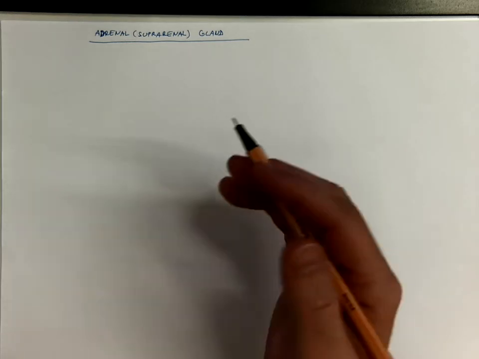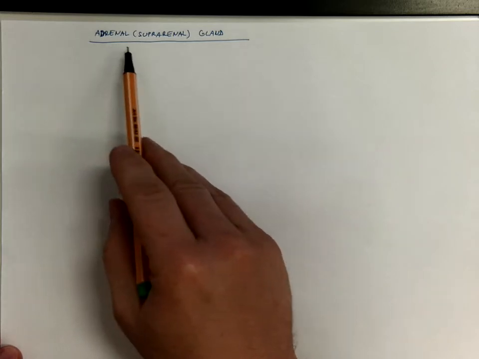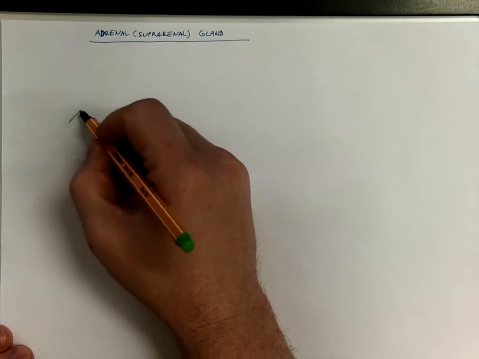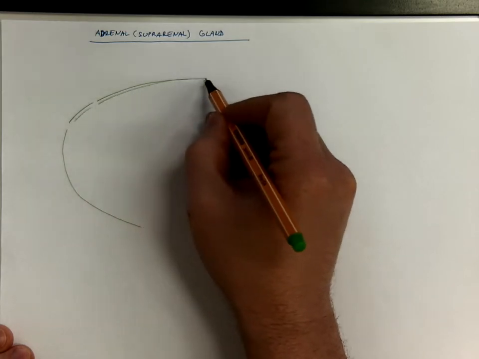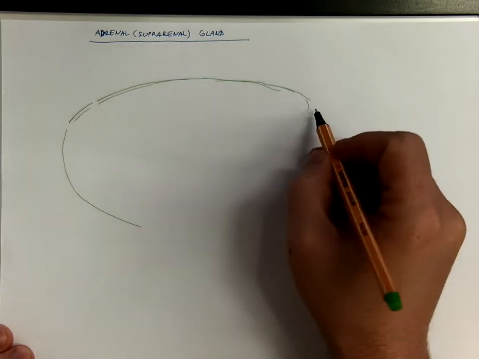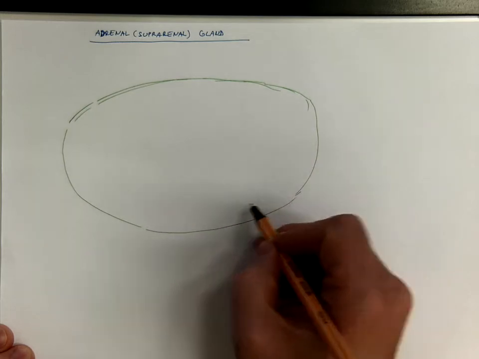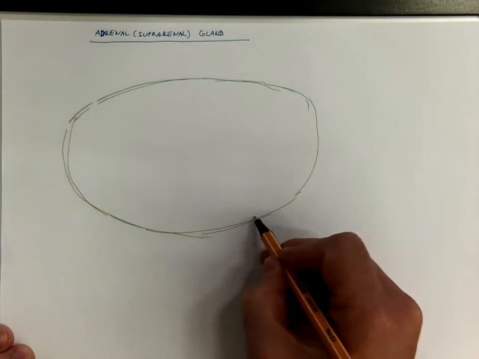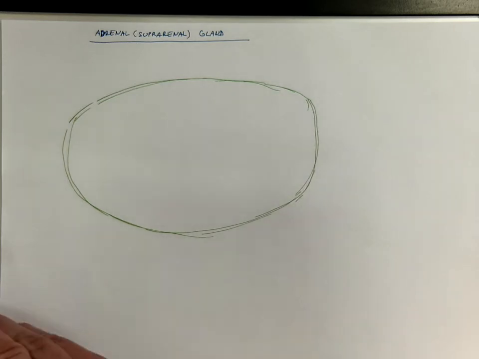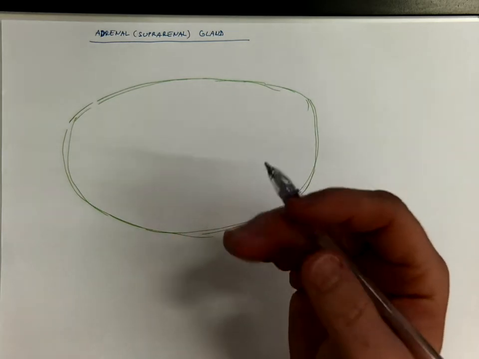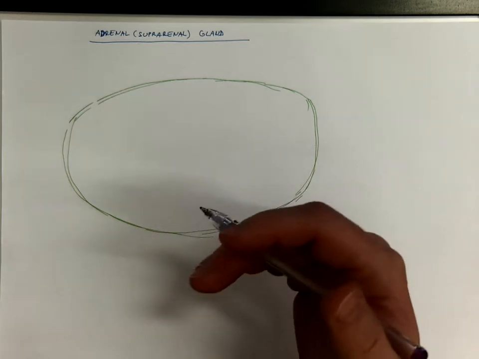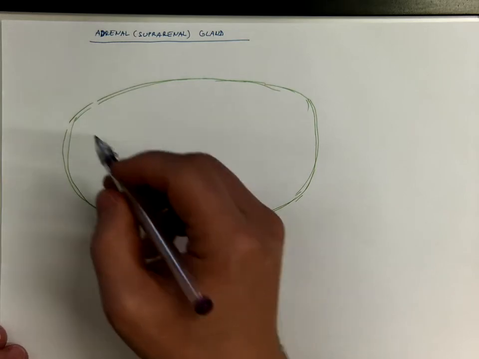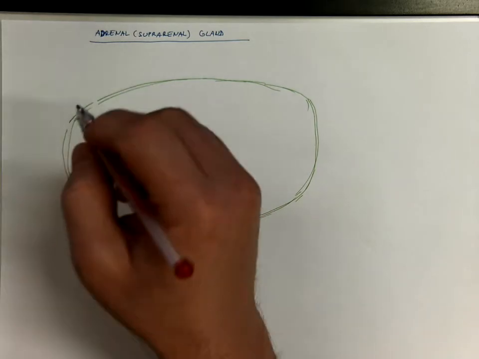Let us make a simplified scheme of the histology of the adrenal or suprarenal gland. The whole gland is surrounded by a fibrous capsule, which is dense collagenous connective tissue. And it contains two completely different compartments with two completely different types of tissues. But first, let us consider the circulation.